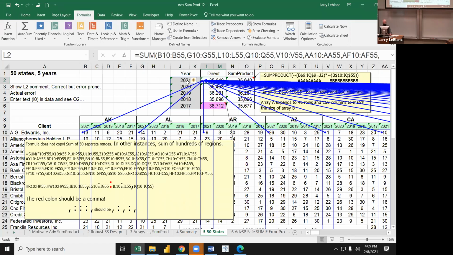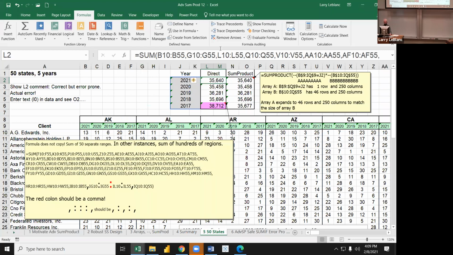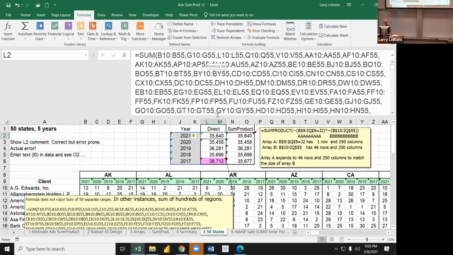2021. It adds up column B, 10 to 55, comma, not C, D, E, F. Column G, 10 to 55, comma, not H, I, J, K. Column L, 10 to 55, column Q, 10 to 55, and so forth. It is fully correct, but it sure is error prone. How would you like to maintain a formula like that?